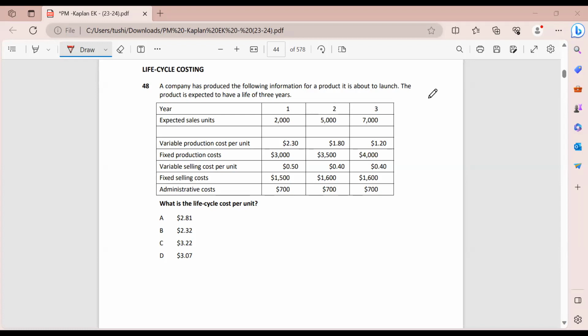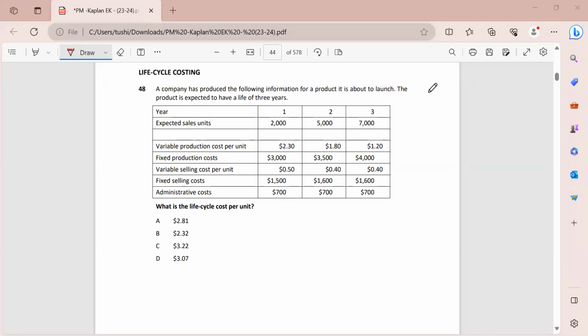This is Tushita Gupta, ACCA affiliate, and in this video we are going to be solving the questions of section A from life cycle costing. So let's get started. The first question is: a company has produced the following information for a product that it is about to launch. The product is expected to have a life of 3 years. So we have the information given to us for 3 years: expected sales, variable cost, fixed cost, variable selling cost, fixed selling cost, and administrative cost. So we have to find out the life cycle cost per unit.